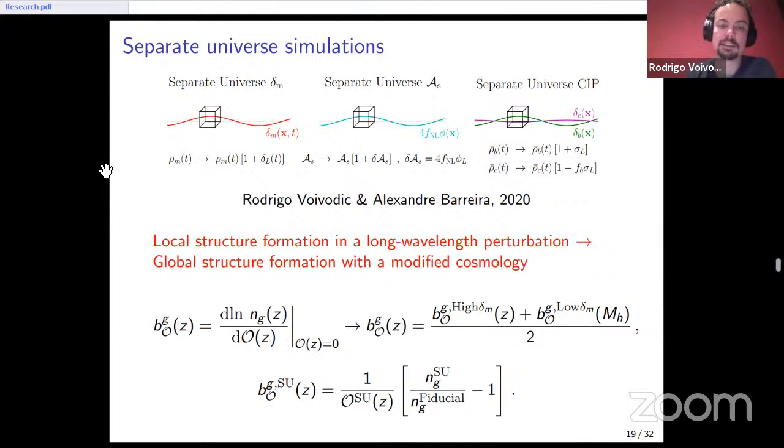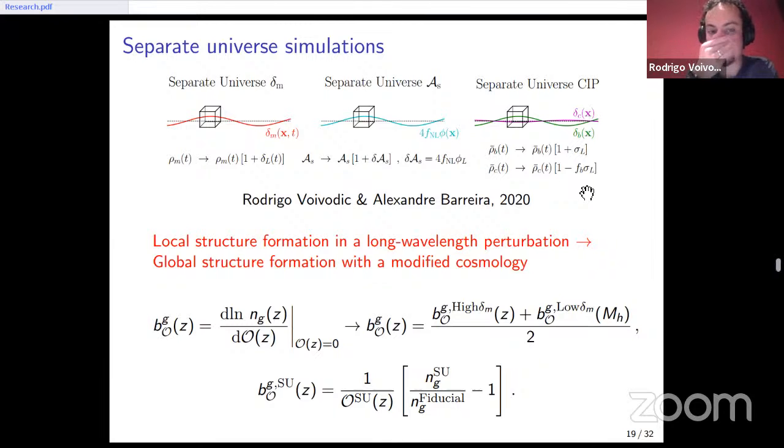The idea is to generate a universe simulation with a long wavelength perturbation of a given field. For example, to compute b1, we need to have a long wavelength perturbation in the delta field. So our whole density field of matter will be shifted by this number delta_L. And the same for PNGs, where you need to shift the amplitude of the primordial perturbations, and for the CIPs, the compensated isocurvature perturbations, where you need to shift the baryonic density field and also the cold dark matter density field by the same amount.